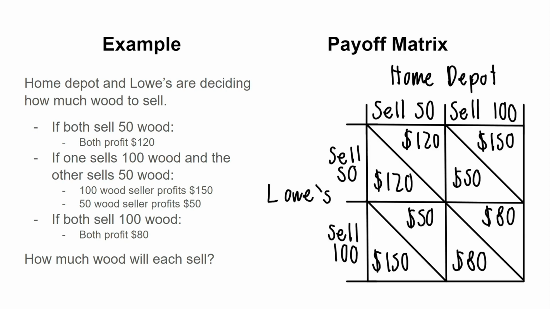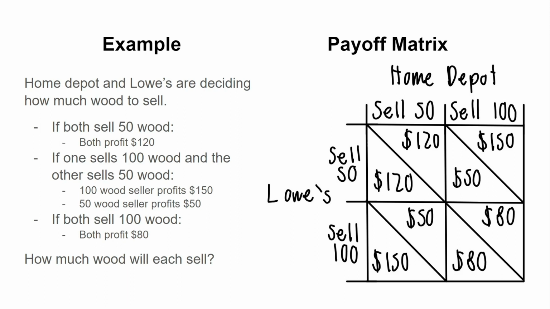We can organize these different scenarios using a payoff matrix as shown here. The row represents an amount of wood which Lowe's wants to sell. The columns represent an amount of wood which Home Depot wants to sell. The bottom left triangle in each section tells how much money Lowe's receives for each situation. The top right triangle shows how much money the Home Depot receives.